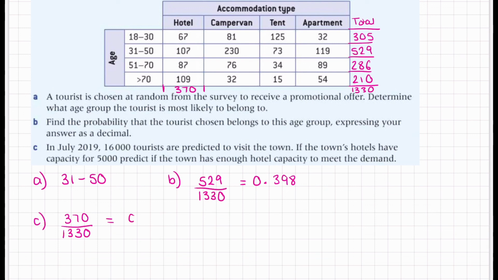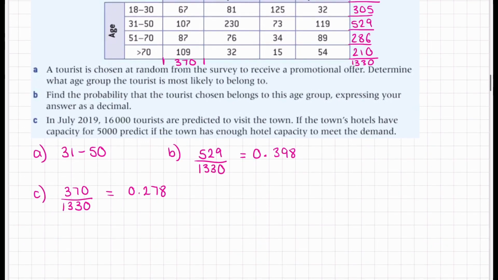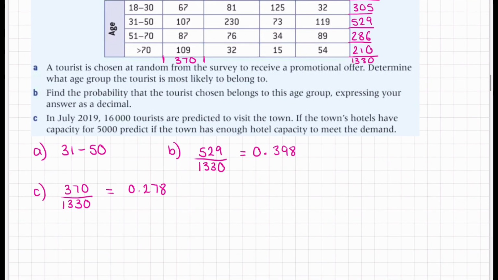which equals 0.278. Now that's the probability of people using hotels, and then we've got 16,000 tourists are predicted, which means we then need to multiply that probability by the 16,000, which will give us 4,451, which means we can predict that the town does have enough in the hotel capacity because it is less than 5,000. And that is our introduction to probability.